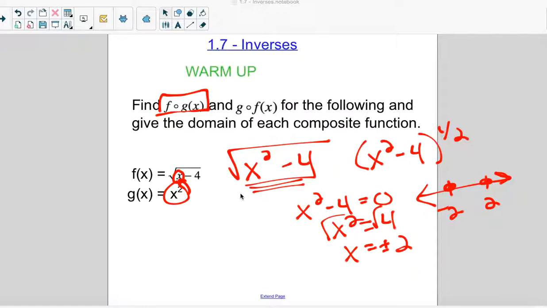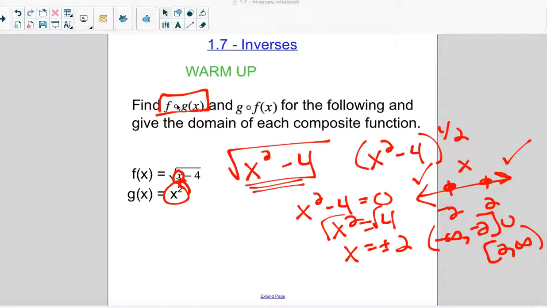It's not imaginary. So you can just pick some test points, but basically anything in between negative 2 and 2 is not going to work. Like, for instance, 0. If I plugged in 0, I get negative 4 under the square root, which is no good. Anything to the left and right does work because it'll give me something minus 4 that will end up with a positive number. So that's your domain right there. It's going to be negative infinity to negative 2, union 2 to infinity. And that is f of g of x.